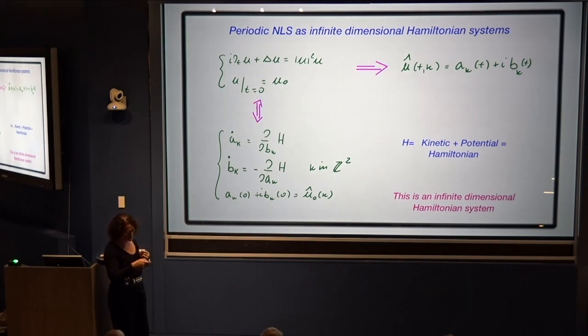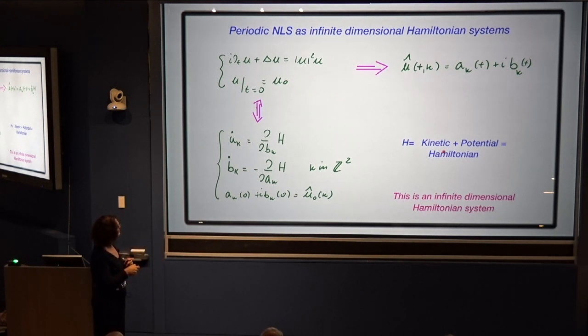So let me try to explain how you can look at this as a Hamiltonian system. Well, it's very simple. You take the Fourier coefficients, you divide into the real part and the imaginary part, and then you can just work that out, and you see that this Cauchy problem, written in the physical space, can be written as an infinite dimensional Hamiltonian system in the frequency space. Why is it infinite dimensional? Because it's indexed by k, and k, I mean 2 dimensional, is in Z^2, in the lattice.